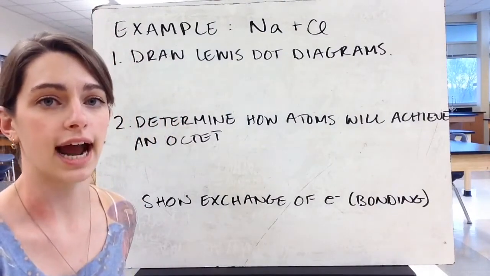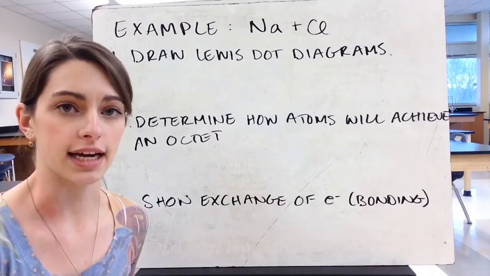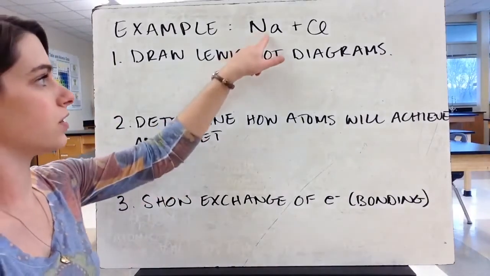The easiest way to look at ionic bonding is to just jump in and look at an example. So the first example we're going to look at is a bond or an attraction between sodium and chlorine. So we have sodium and we have chlorine.